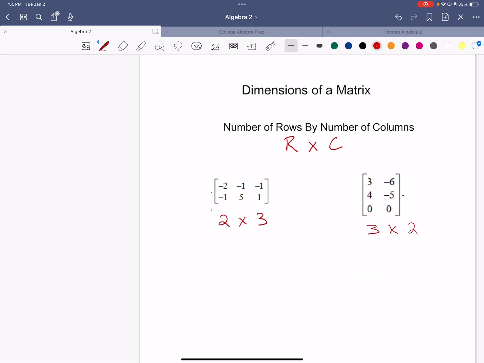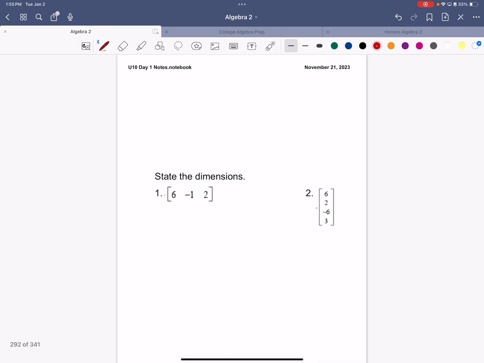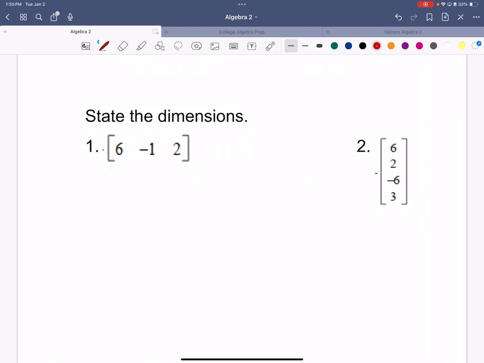The next thing we want to be able to do with them then is, well, let's just do these two, I guess. Let's go ahead and just state them real quick. I got to slide ahead, I guess. So the first one, 6, -1, and 2. How many rows does it have? 1 row. How many columns does it have? 3. So that's a 1 by 3 matrix.